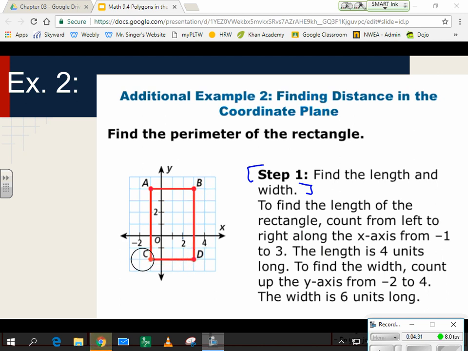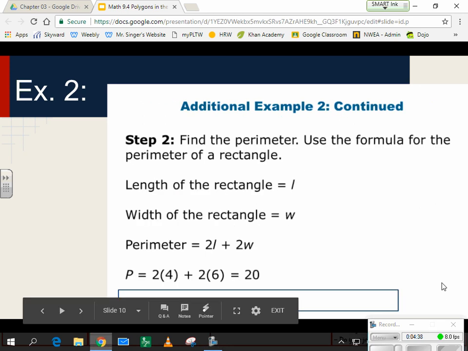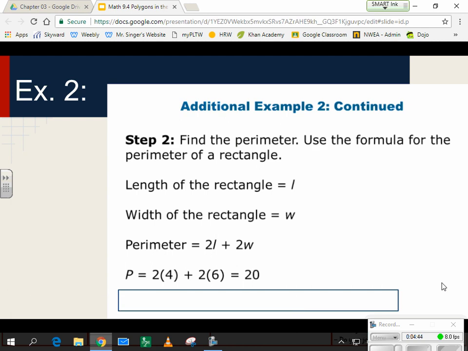Now to find the perimeter of a rectangle, make sure you're ready to move on. You have to use the formula 2L plus 2W, which means we're multiplying L times 2, and our length was 4, and our width was 6. It really doesn't matter which direction. But to solve this, you use the formula 2L plus 2W.